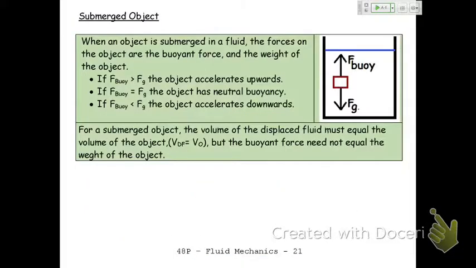So let's talk about submerged objects. When an object is submerged in a fluid, the forces on the object are the buoyant force and the weight of the object. If the buoyant force is bigger than the weight, then the object accelerates upwards. If the buoyant force is equal to the weight, then the buoyancy is neutral. It stays where it is. And if the buoyant force is less than the weight, then the object accelerates downwards.